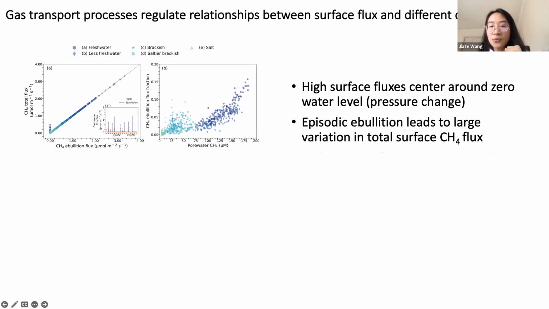The cumulative, but because the ebullition is very episodic, although it can contribute a large flux to the total gas flux, it actually only contributes 20% of the surface flux in the model. And you can also see different colors mean different marsh sites. For brackish marsh, they can actually produce similar ebullition methane flux to a freshwater marsh.